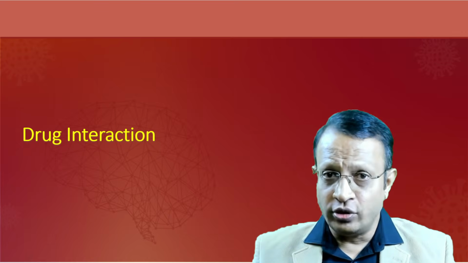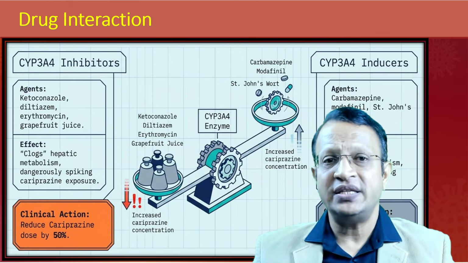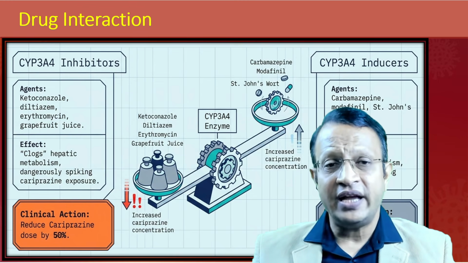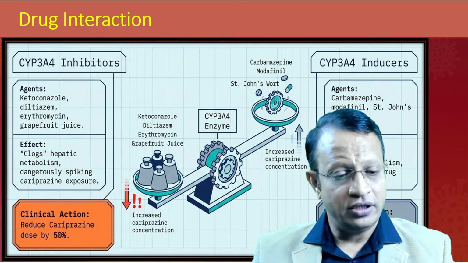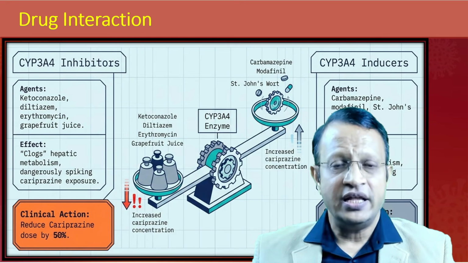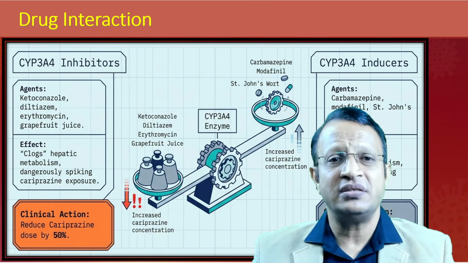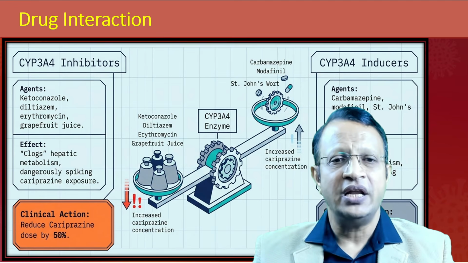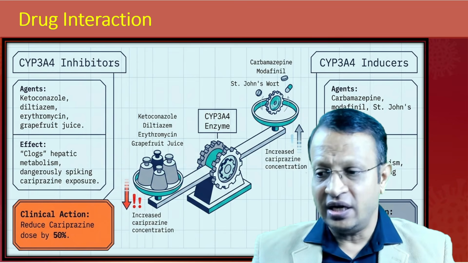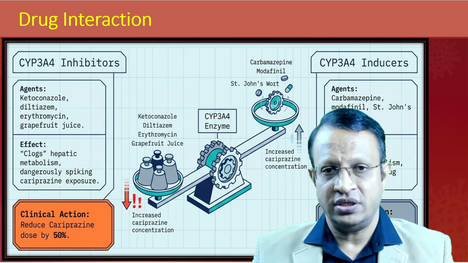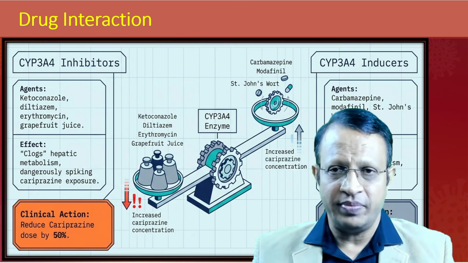Now let's understand the drug interactions. Cariprazine is metabolized by CYP3A4. If there is a drug which inhibits it, like ketoconazole, diltiazem, erythromycin and grape juice, in such a scenario this clogs the hepatic enzyme. By clogging it, it increases the effect of cariprazine. That means you need to reduce the dosage of cariprazine now. If the patient is taking grape juice, please tell them you have to reduce the dosage. If the patient is on erythromycin, diltiazem or ketoconazole, you have to reduce by 50%.